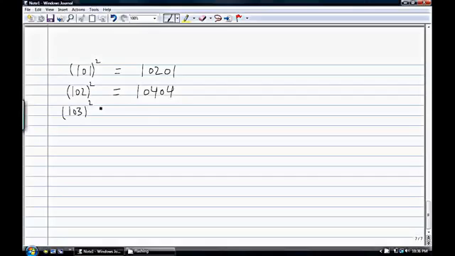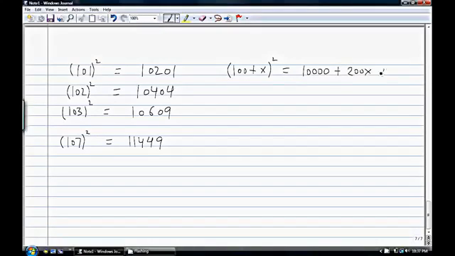Similarly, 103 square is equal to 10609. 107 square is equal to 7 2s are 14, so 114, and 7 7s are 49. So how do I come up with this formula? If you look carefully, 100 plus x squared is equal to 10,000 plus 200x plus x square.